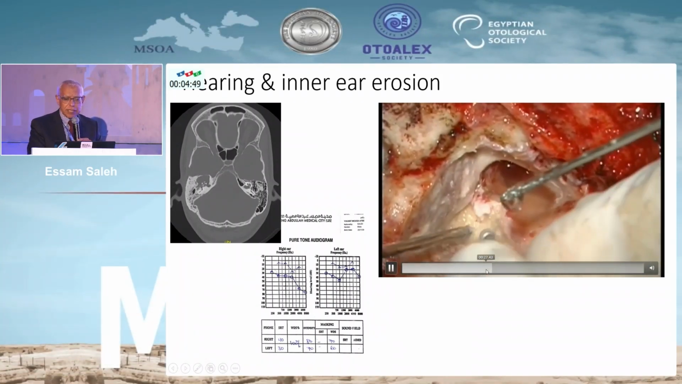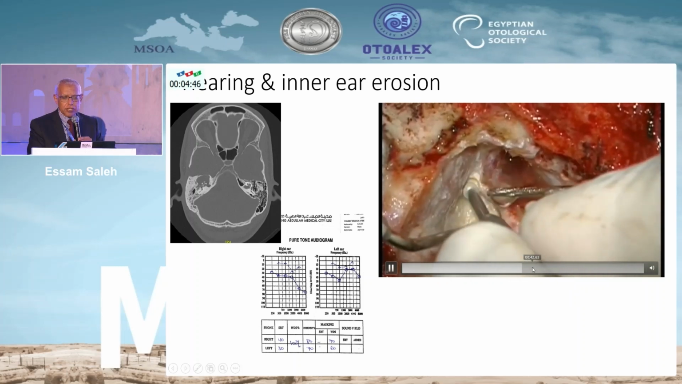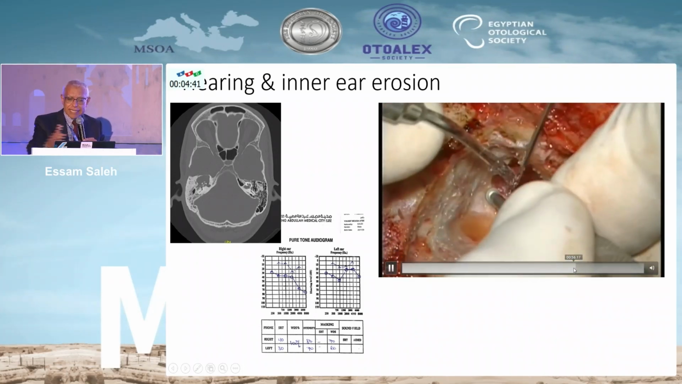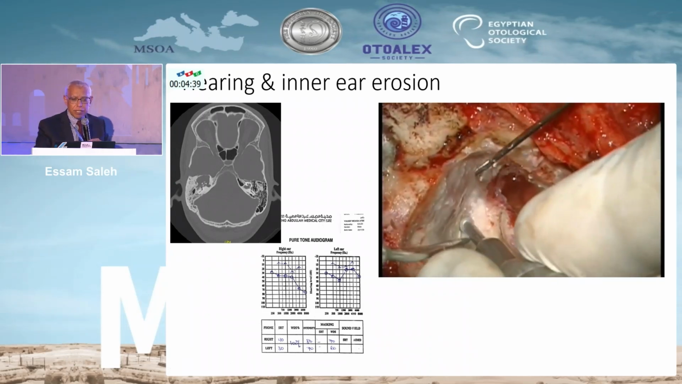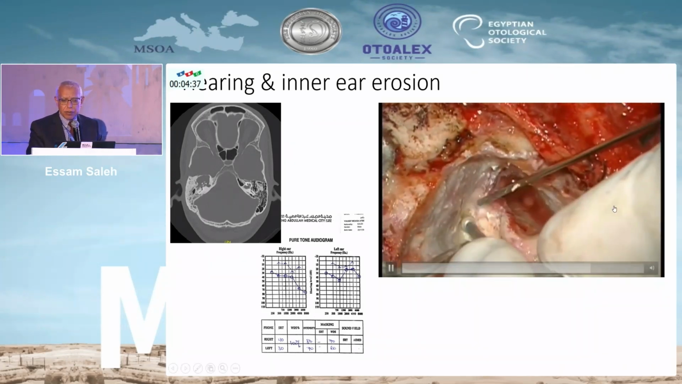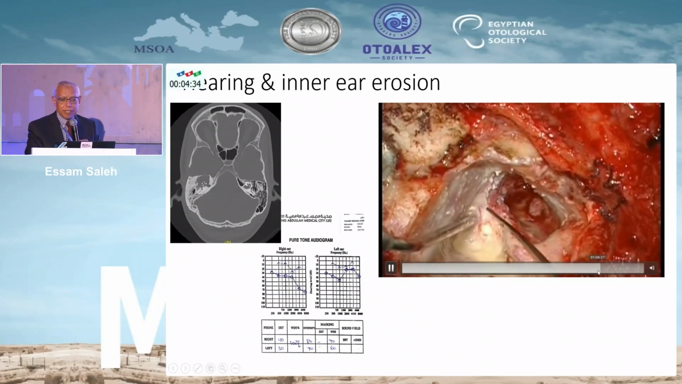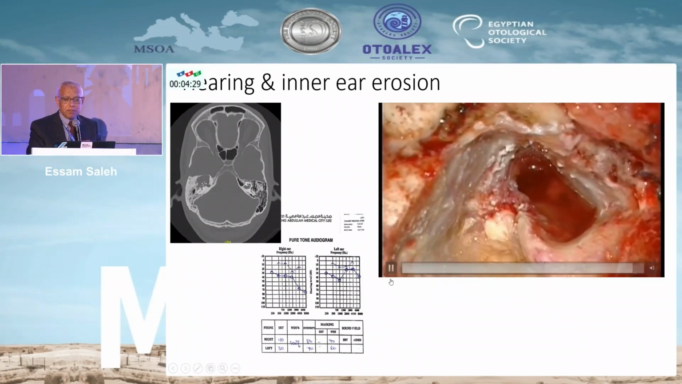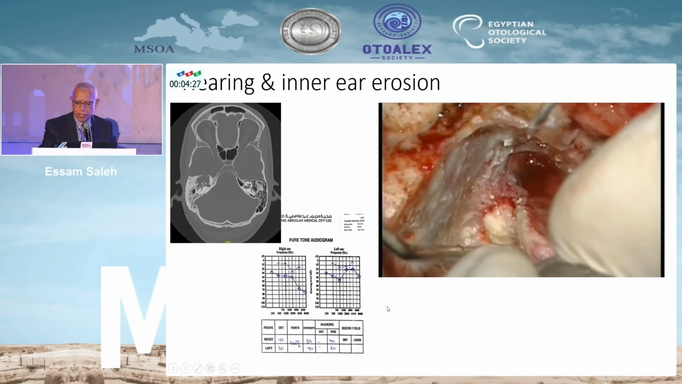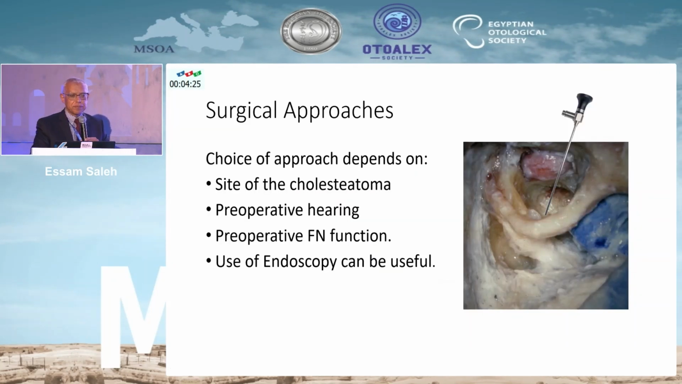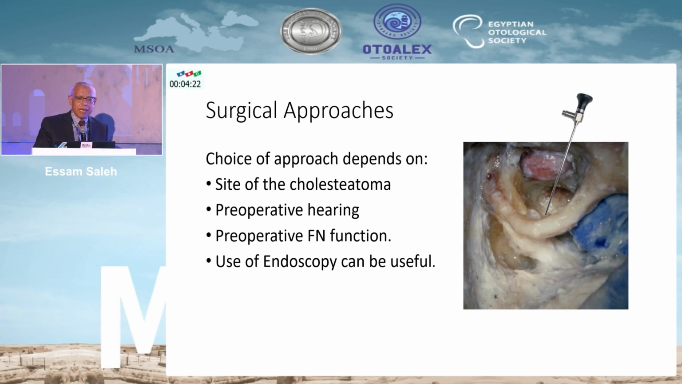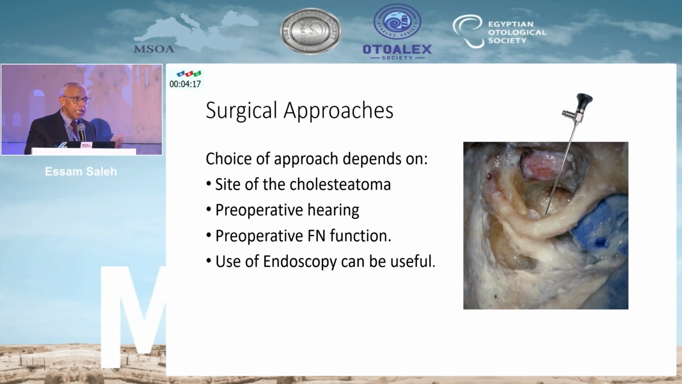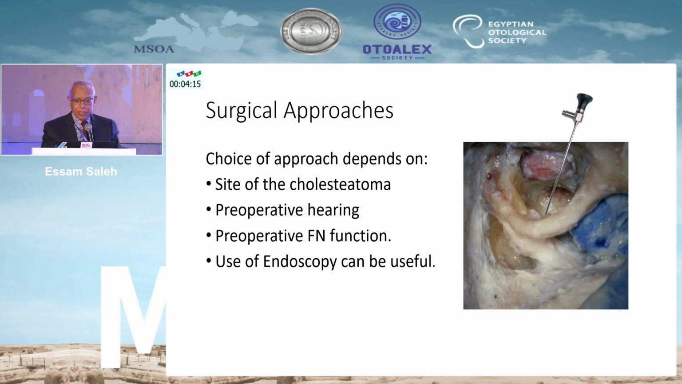And you see, once we did a labyrinthectomy, you will be astonished how much cholesteatoma was left. We had an extensive cholesteatoma in the mastoid and middle ear, even eroding partially the cochlea. But once we drilled the labyrinth, you see how much cholesteatoma is found just medial to the labyrinth, exposing the internal auditory canal. So the surgical approaches depend on the site of the cholesteatoma, preoperative hearing, and facial nerve. Sometimes you might even use endoscopy, and it's very useful really.